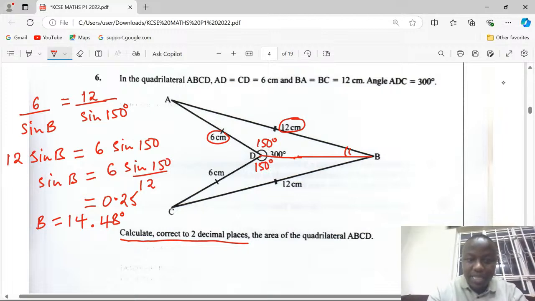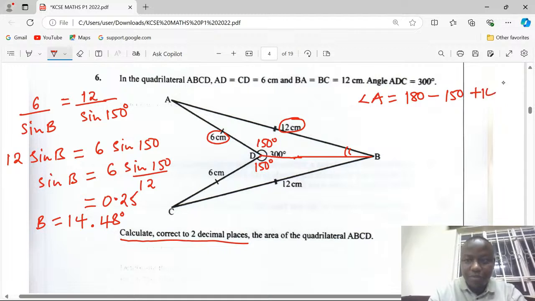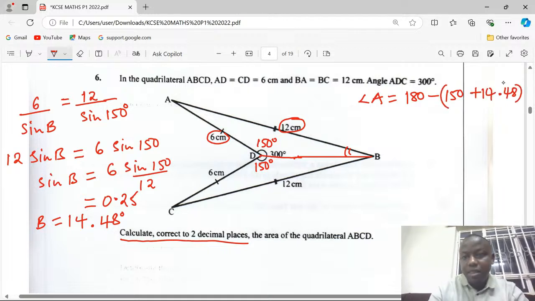So the angle at A shall be 180, because it's a triangle now, minus 150 and 14.48. So we're getting 15.52. Now it's good for you to know that with that angle now, the angle at A is 15.52.